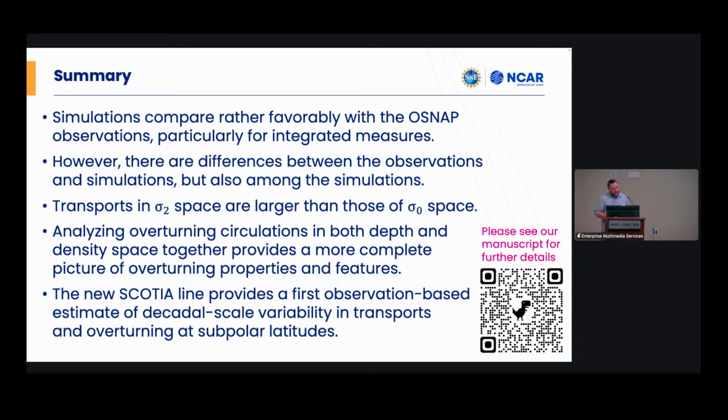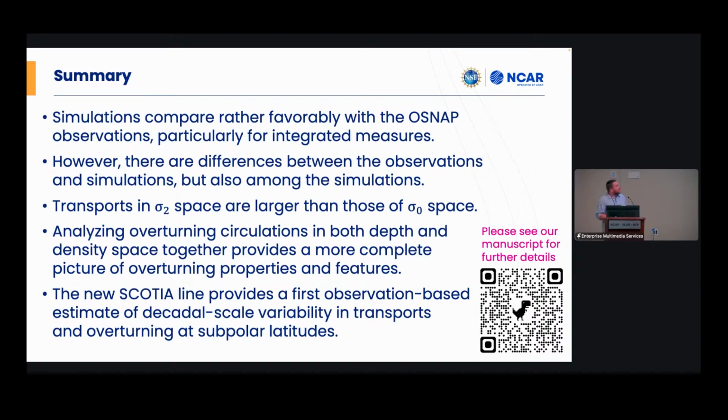I think I show that the transport in sigma 2 space is always larger than the transport in sigma 0 space, and we think that people should use sigma 2 and not sigma 0. OSNAP is an outlier by providing the transport in sigma 0. That's the only line that does that. It's not really clear to me why they made that decision, but our results show that it's probably not the best space for looking at the MOC.